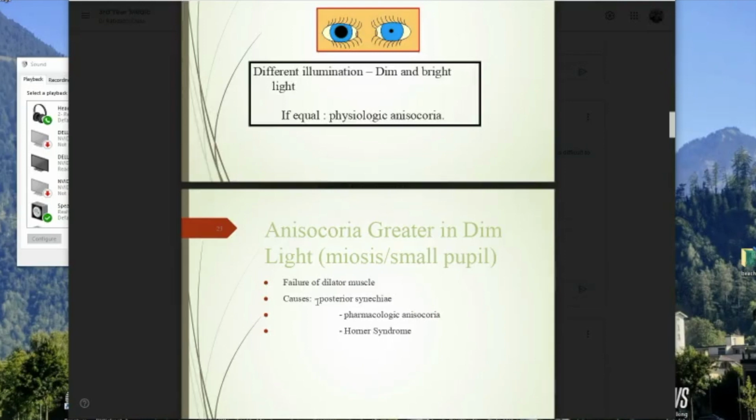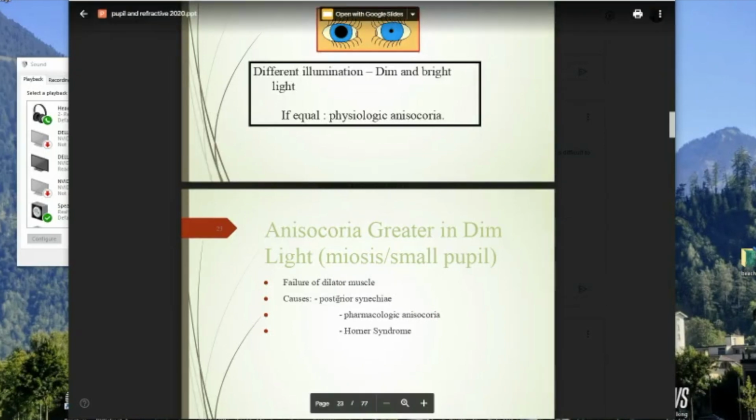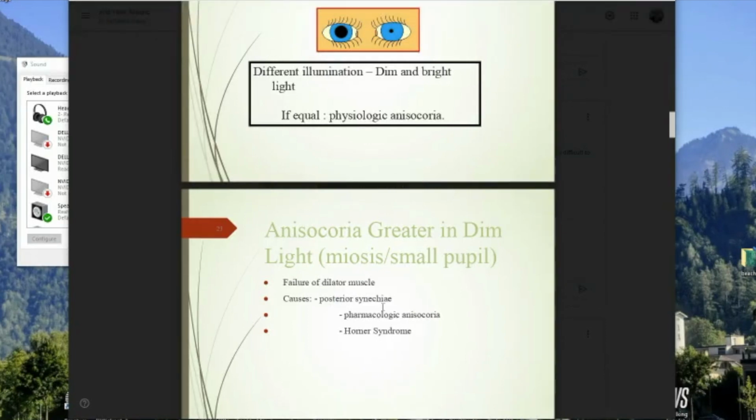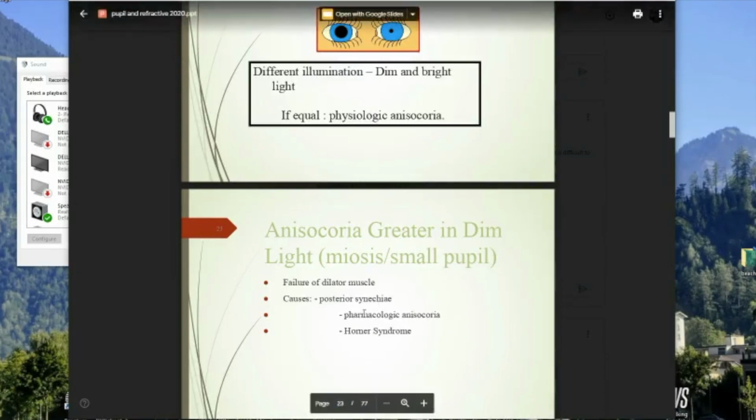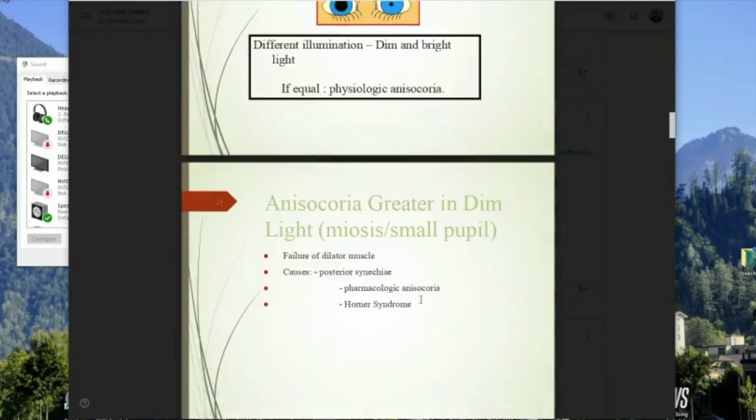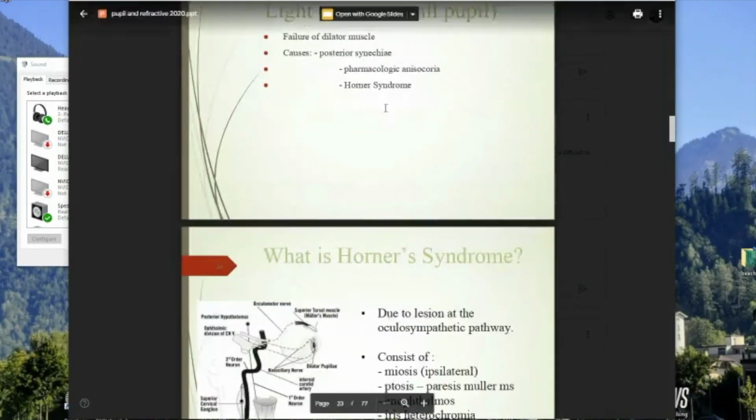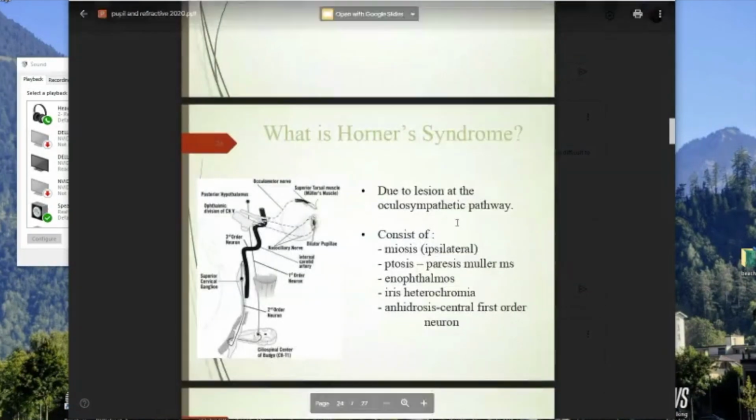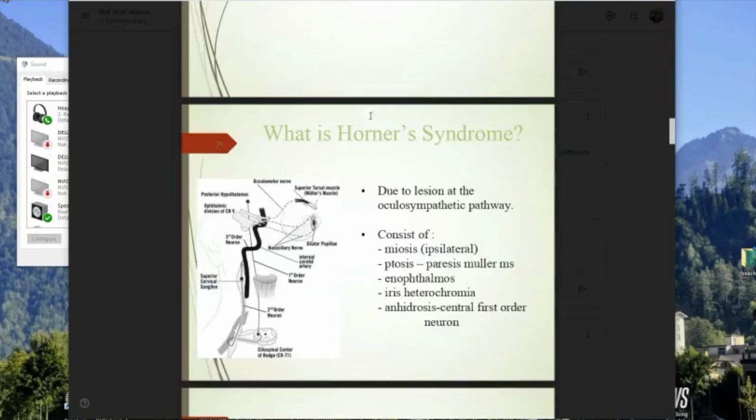There are a few causes, which are posterior synechiae, pharmacological anisocoria, and also Horner syndrome. So what is posterior synechiae? Okay, you will find out. I'll give you homework. How about pharmacological anisocoria? I hope you can tell me later. And Horner syndrome, I think most of you have learned this in the medical posting.